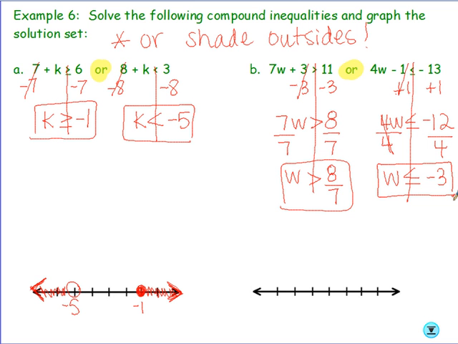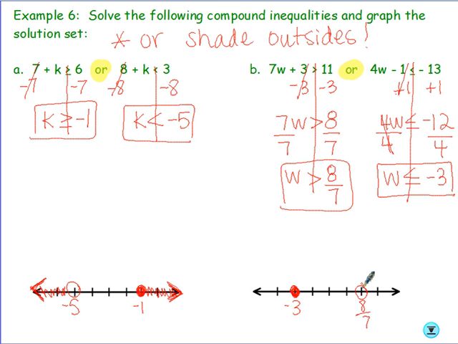So hopefully you did the solving right. Let's see how your number line looked. Again, which one of those comes first on the number line? Negatives always come first. So negative 3 and 8 over 7. Negative 3 has a bar, which means closed dot. 8 over 7 does not have a bar, which means open dot.